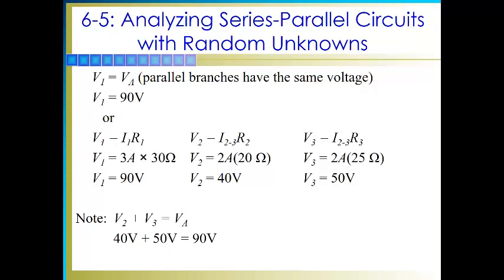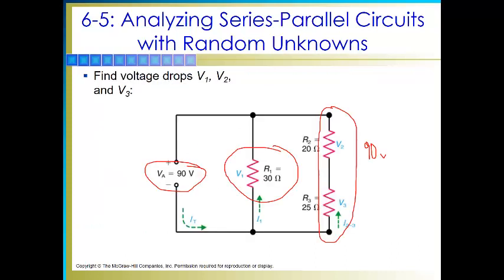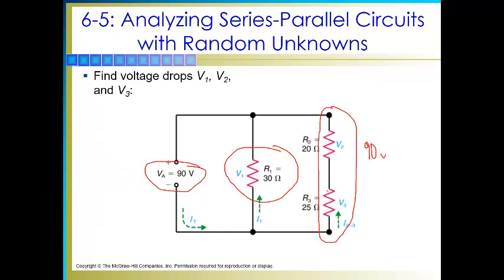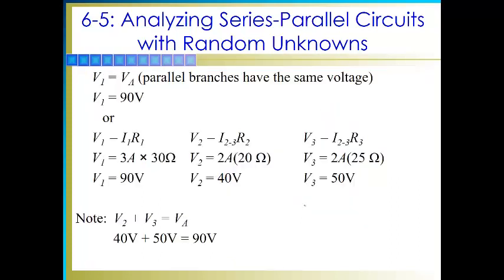As you can see right here, I1 times R1 gives you 90, and V2, which is right here, is going to be this current times this resistor. It will be 2 times 20 gives you 40, and then for V3, which is this current times this resistor, that will give you 2 times 25 equals 50, all right? And 40 plus 50 equals 90.